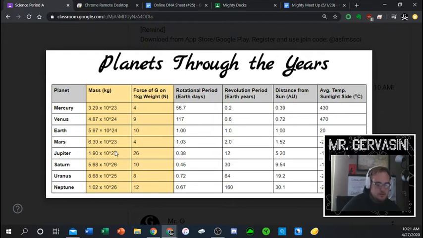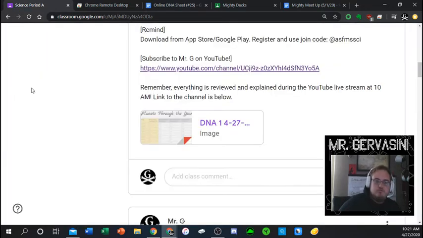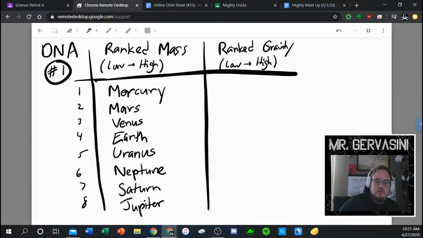Alright? You need something larger. An object that is in between a gas giant like Jupiter and a star, so not a lot of mass and a lot of hydrogen, but not enough to fuse, is called a brown dwarf. Brown dwarfs are the in-between planets and stars. So we just ranked mass. Mercury, Mars, Venus, Earth, Uranus, Neptune, Saturn, Jupiter.